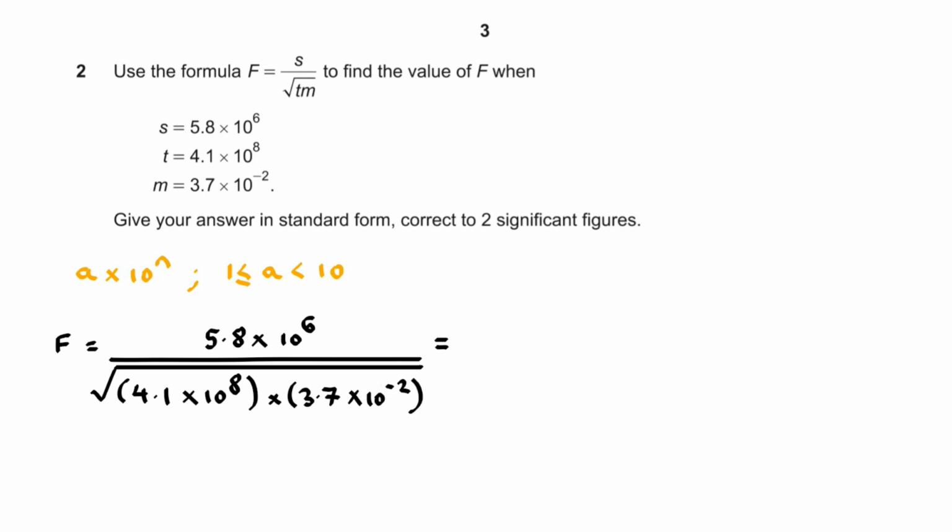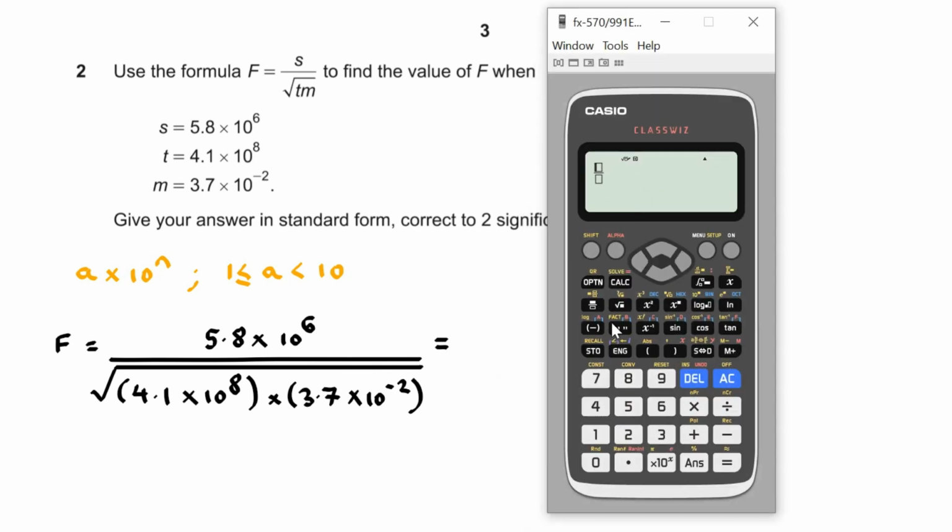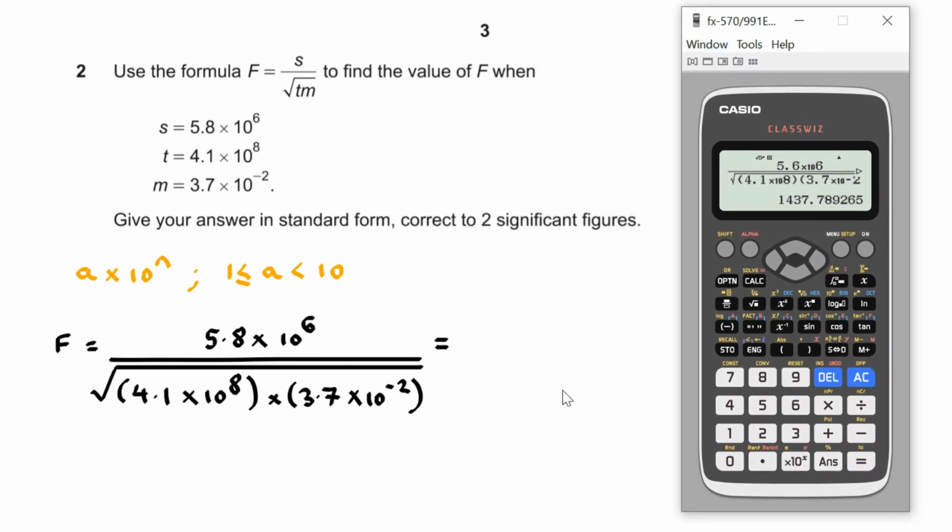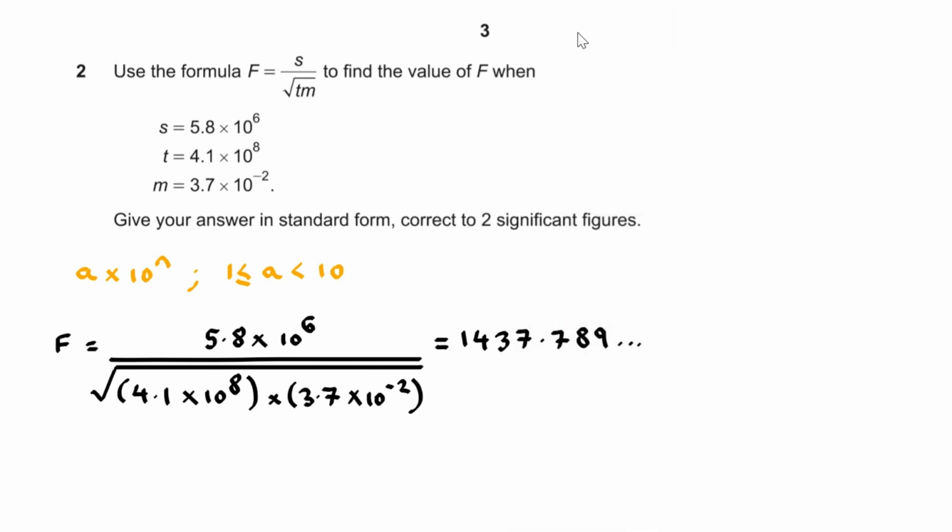So if we work out what f is, what we can do is use our calculator. We have 5.8 times 10 to the power of 6 divided by the square root of 4.1 times 10 to the power of 8 multiplied by 3.7 times 10 to the minus 2. And it turns out here we would get 1437.789, etc.